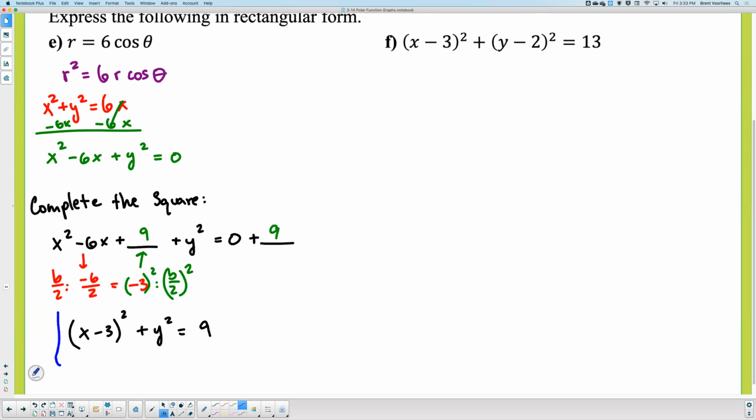That is a circle that's shifted to the right 3 units and has a radius of 3. That's what that would be. Circle that would go out, have a maximum at 6, and it's to the right because it's a positive cosine.